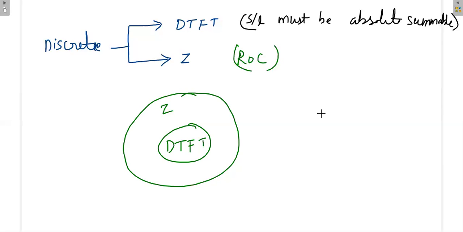So in future, for some kind of signal, you can write both the Z transform as well as the discrete time Fourier transform.